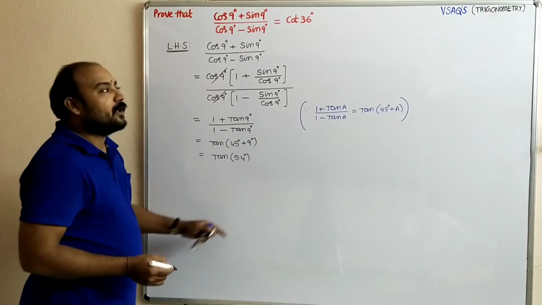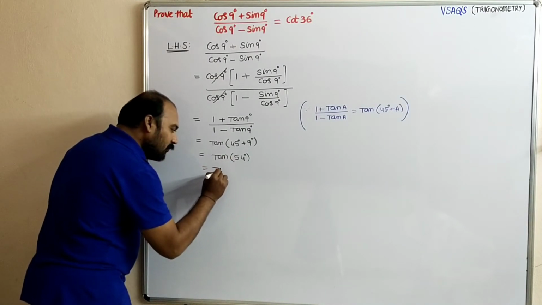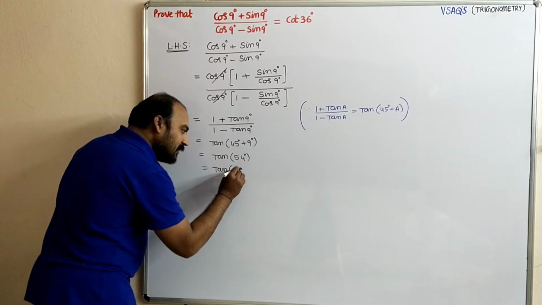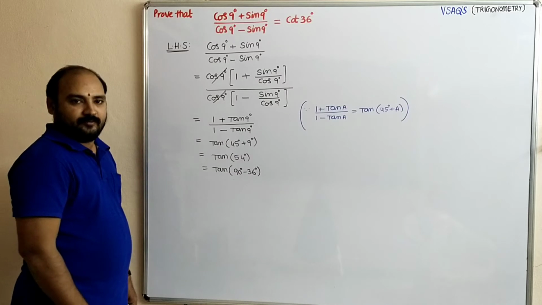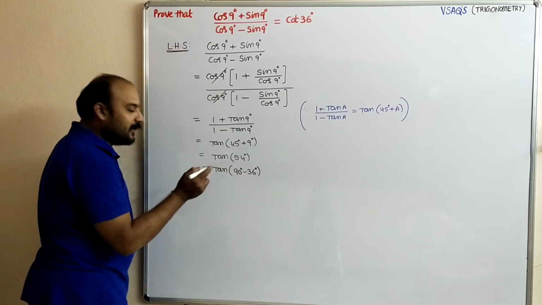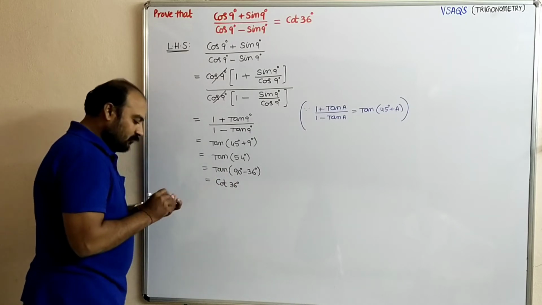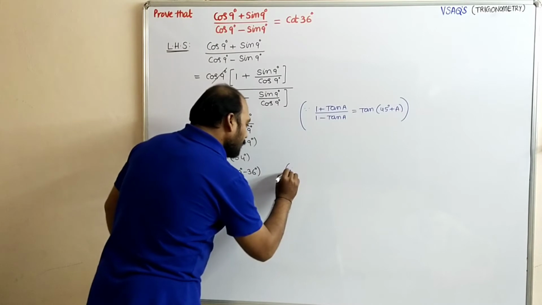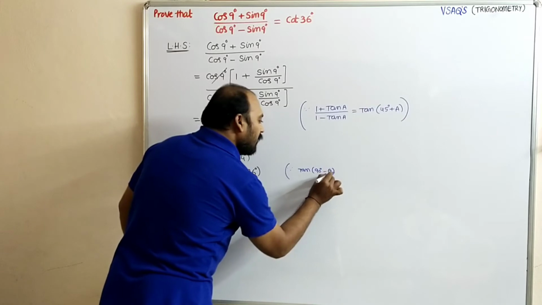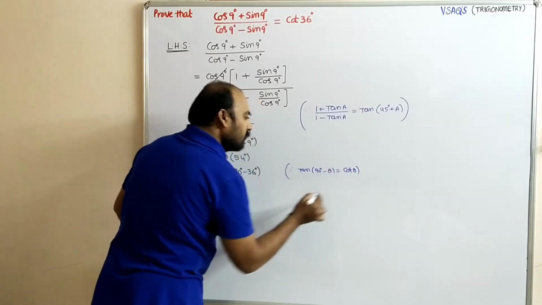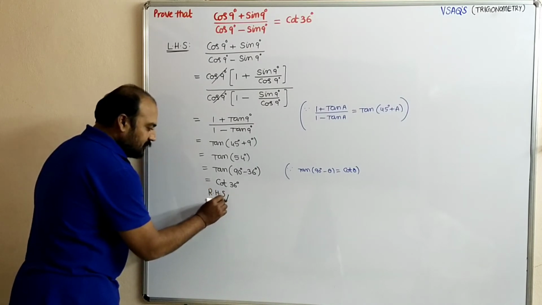But they are asking to prove in terms of cot. So tan 54 can be written as tan of 90 degrees minus 36 degrees. 90 minus 36 is equal to 54. So tan of 90 minus theta is cot theta only, no? Which is equal to cot 36 degrees. We have formula, I think everyone knows, but still I am writing. Tan of 90 minus theta equal to cot theta. So hence RHS, the required RHS.